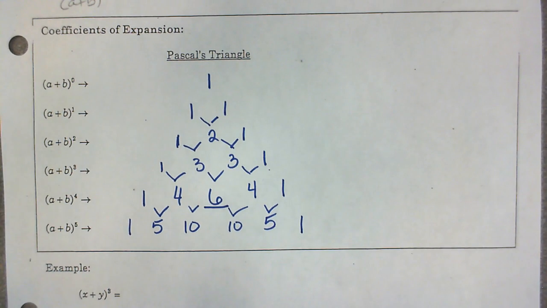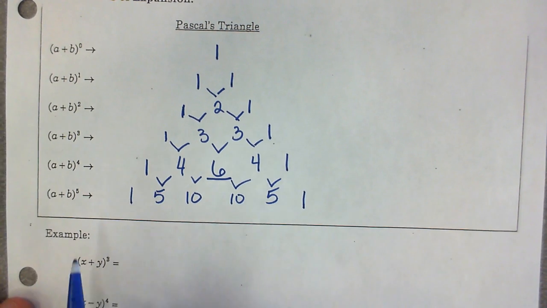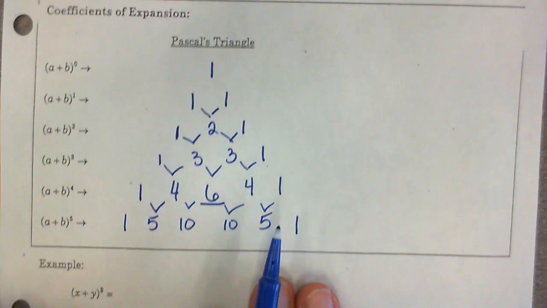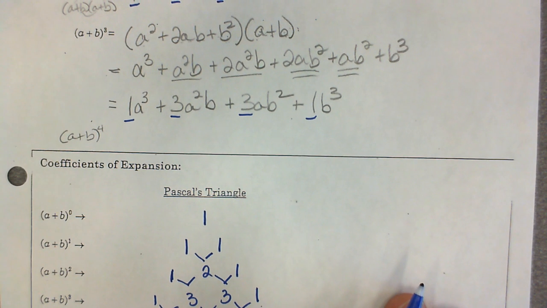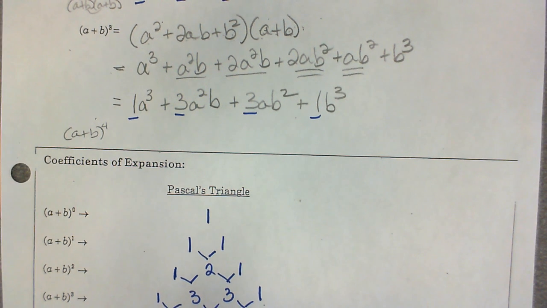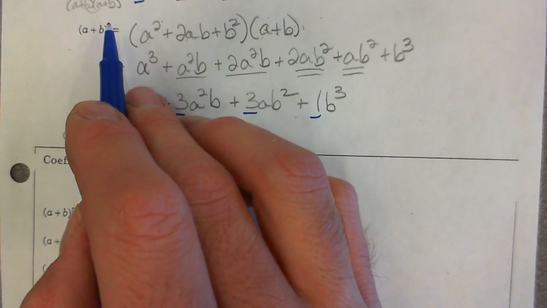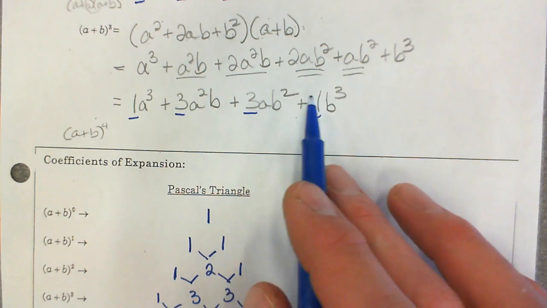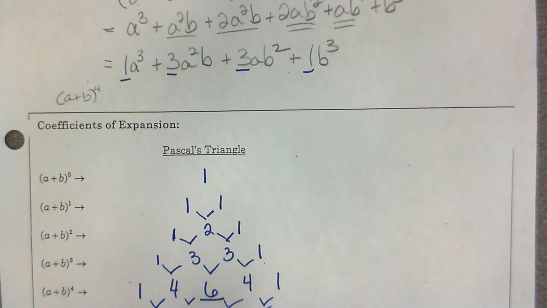Okay? What Pascal's triangle will allow you to do is multiply these out without having to do all this algebra. So first of all, these numbers will represent the coefficients out in front. This was the third power, so it's 1, 3, 3, 1. So there's this row here, 1, 3, 3, 1.